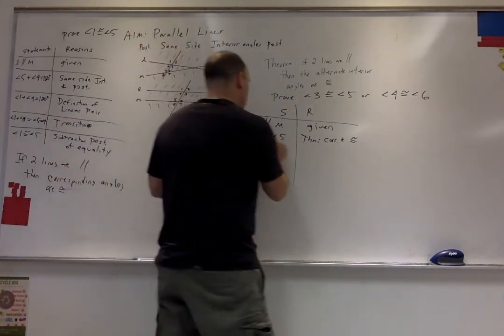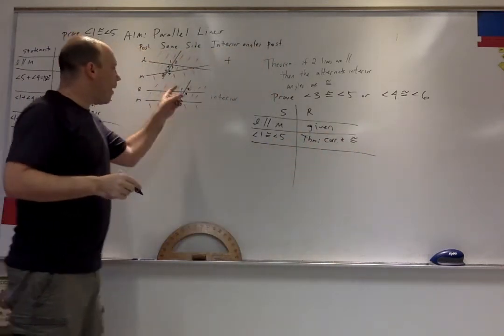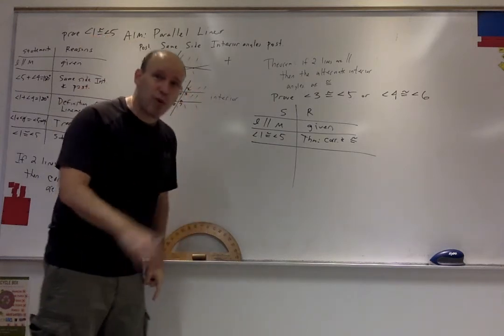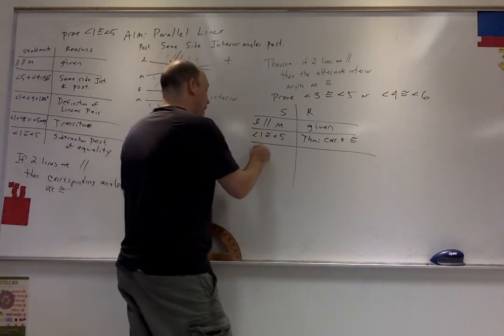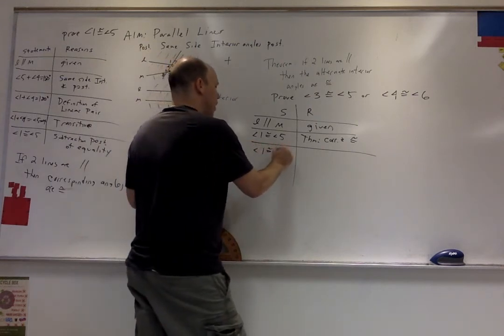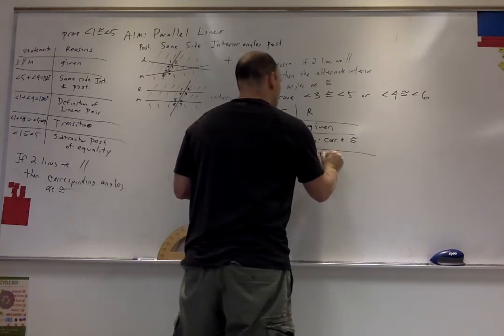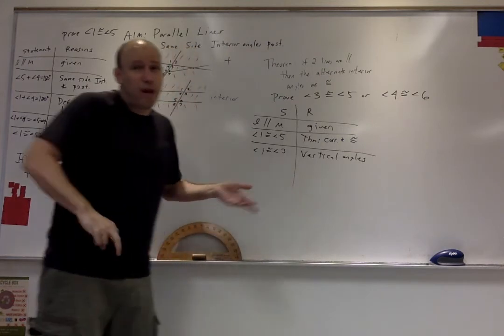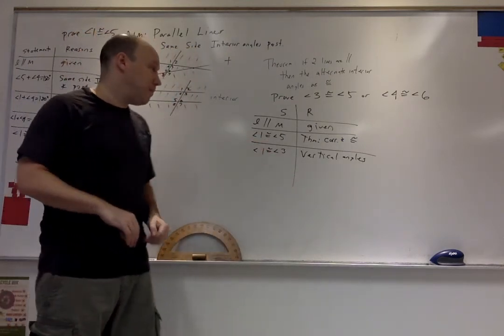Okay, what else? How am I going to get 3 and 5 connected? Well, is there a relationship that we've proved that connects 1 and 3? Yeah, angle 1 is congruent to angle 3. Why? Vertical angles. In the last class, we proved if 2 angles are vertical, they're congruent. Therefore, we get to use it.